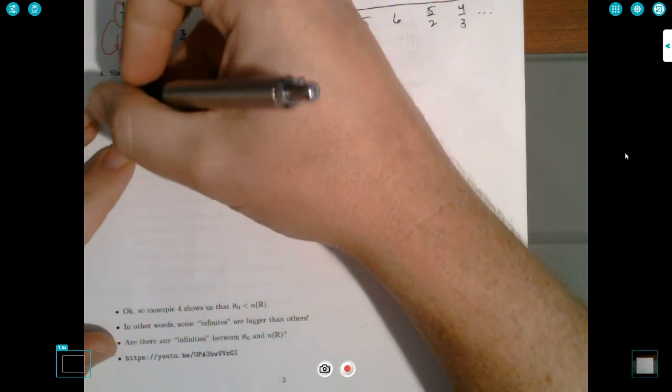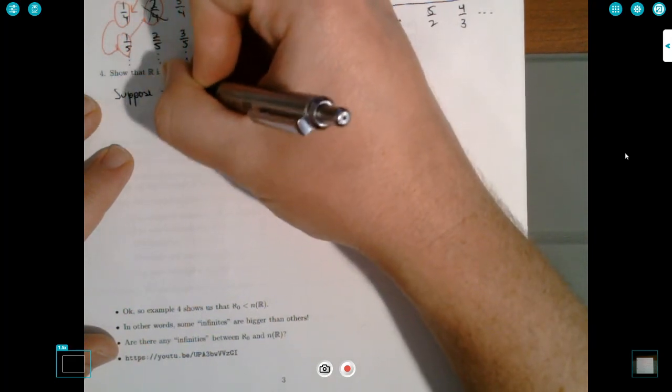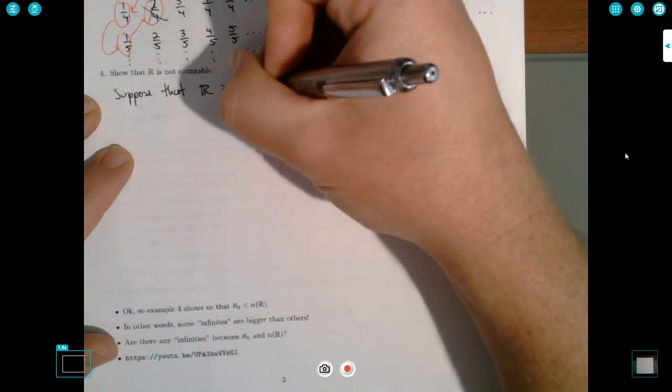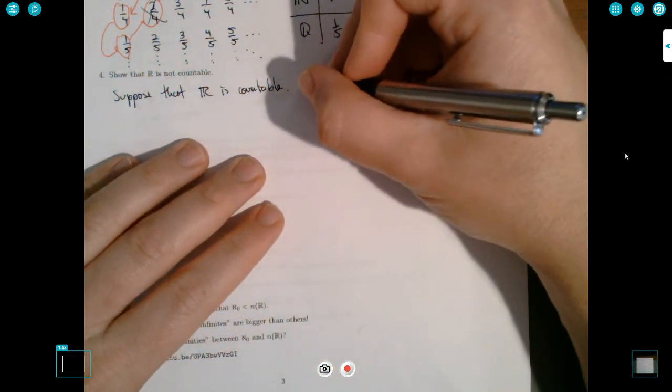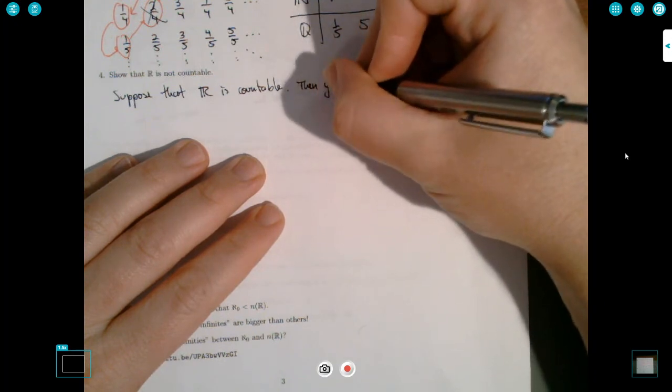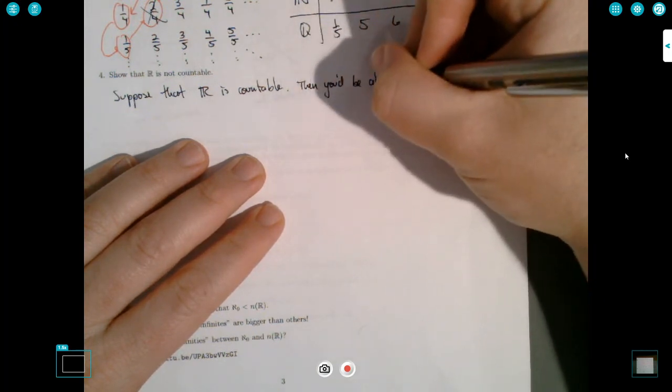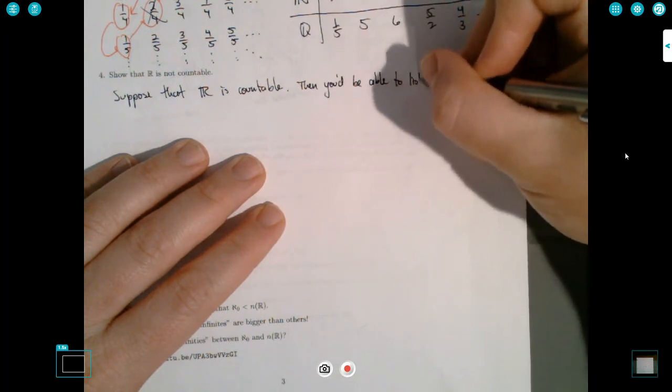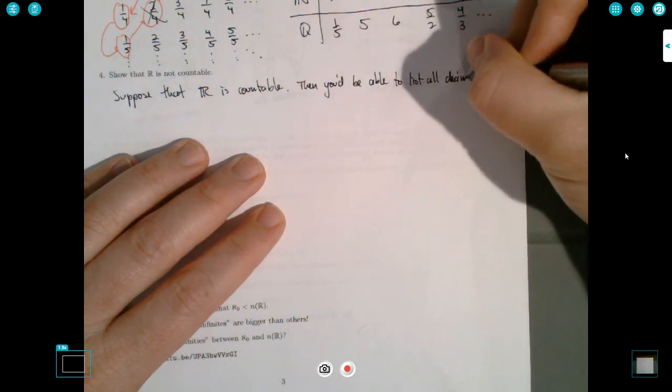Here's how we do it, okay? So first, we assume that they are countable. So suppose that R is countable. All right, so suppose that R is countable. What that means is that you'd be able to list all of the decimal numbers, right? Then you'd be able to list all decimal numbers.